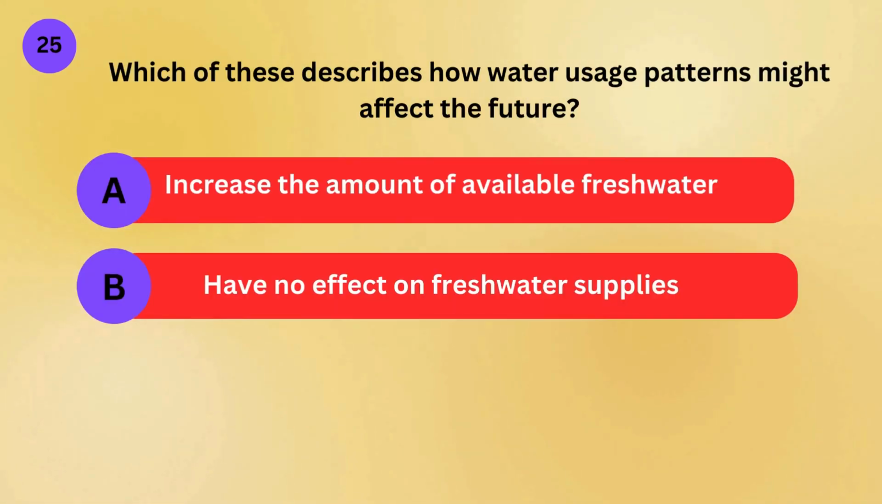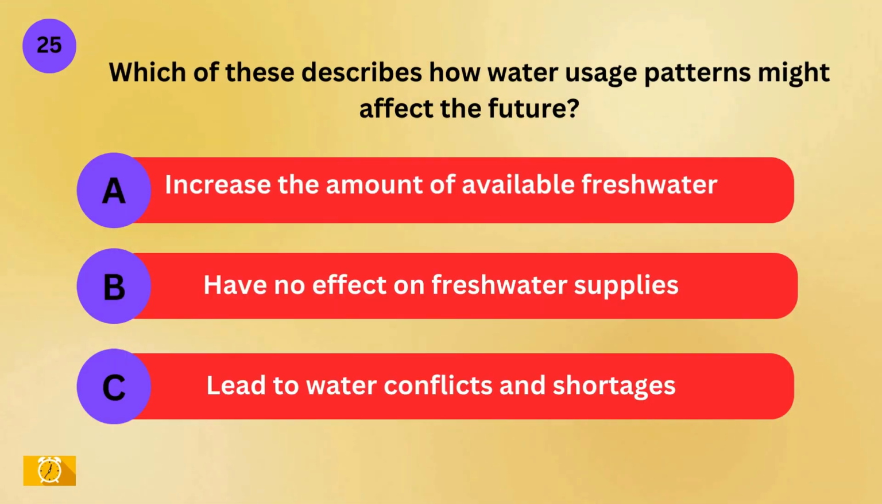Which of these describes how water usage patterns might affect the future? Increase the amount of available fresh water. Have no effect on freshwater supplies. Lead to water conflicts and shortages.